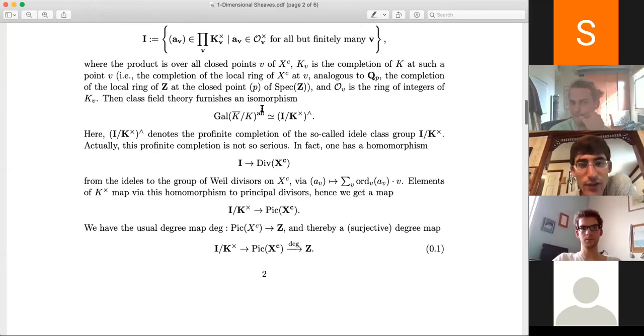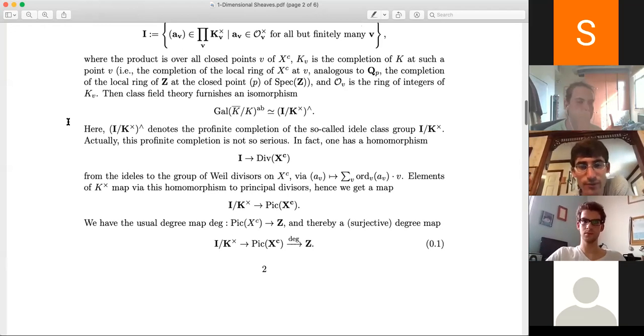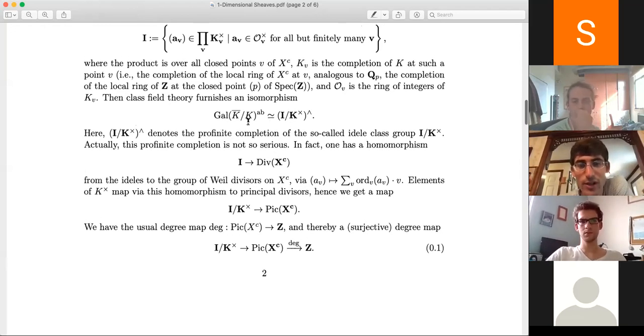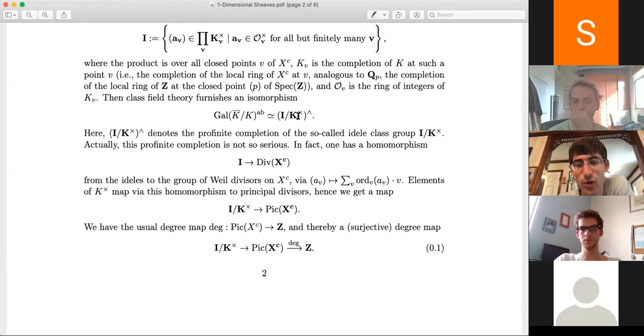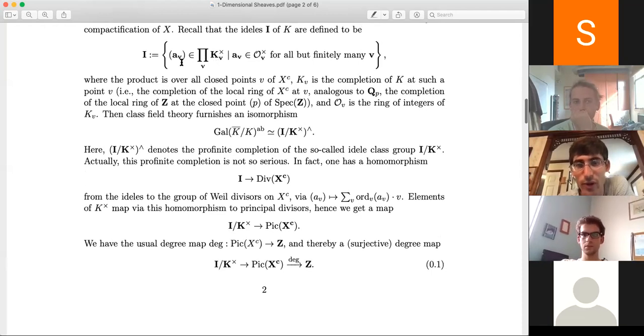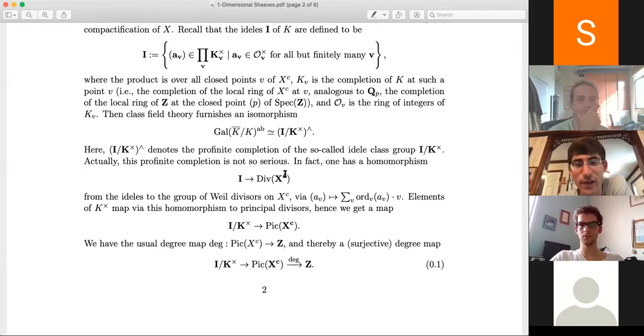So class field theory gives you an isomorphism between the abelianized Galois group of K and the so-called idele class group. You take the ideles and quotient by the principal ideles, which are the ones where all these a v are just a for some a in K cross. Like if I have the element 3 in K cross, then it goes to 3, 3, 3, 3, 3, 3, 3. So I take this quotient, this is the idele class group, and now I complete it. So I take the profinite completion. This is just like for number fields, where you have the same sort of isomorphism.